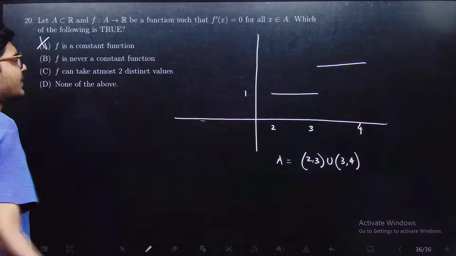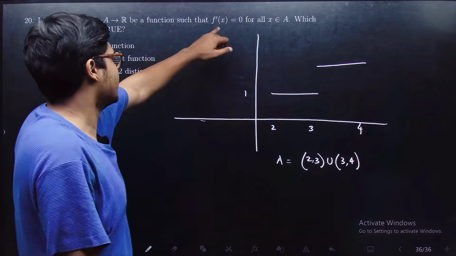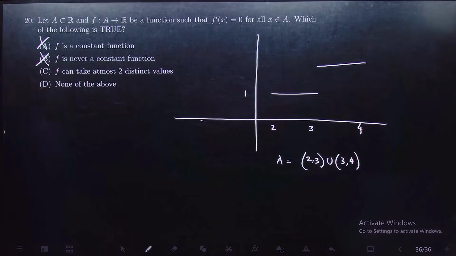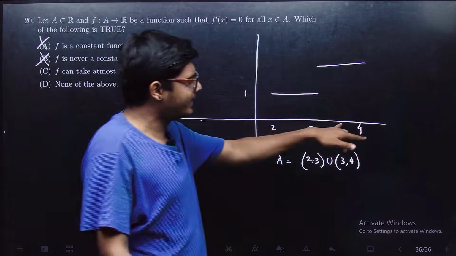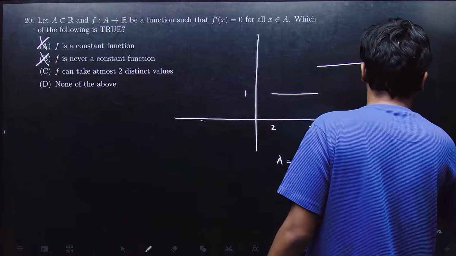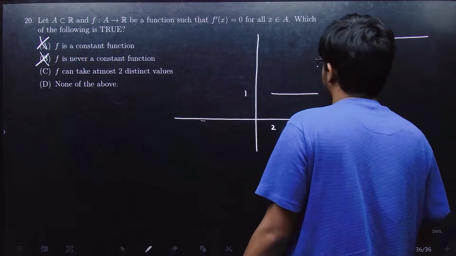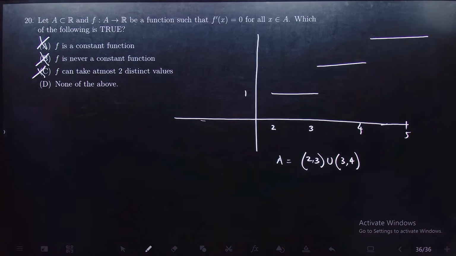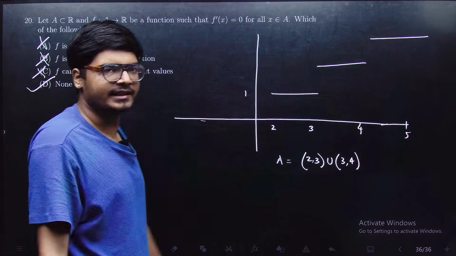F is never a constant function, that's obviously incorrect, right? Every constant function is going to be satisfying this, okay? So that option is also incorrect. C, F can take at most 2 distinct values. That's not true, right? I can just add another interval after this, say 4 to 5, and I can extend it further. It can take as many values as it wants, okay? So there's no necessity that it needs to take exactly 2 distinct values. So what is your final answer? Then none of these are true, okay? They're all incorrect statements, okay?